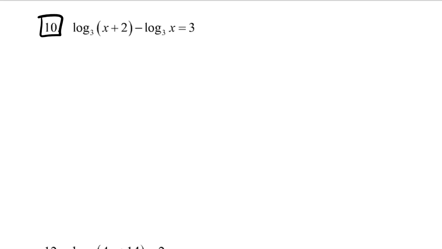All right, so question 10 on worksheet 1. Really the only way that you're going to move forward on this question is to notice that this is log base 3 and that's log base 3. They're separated with subtraction, so you should condense these into a single log base 3.